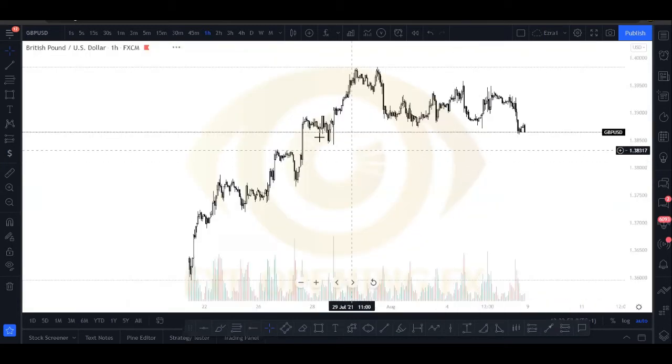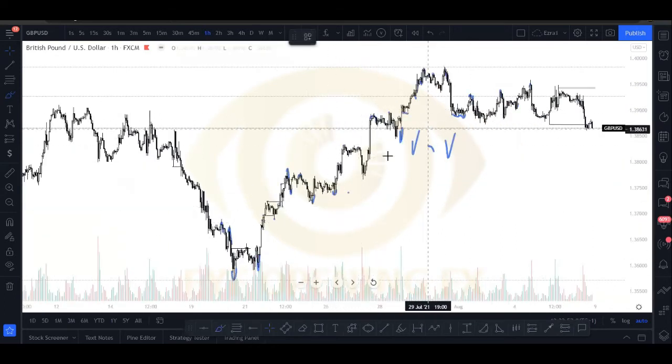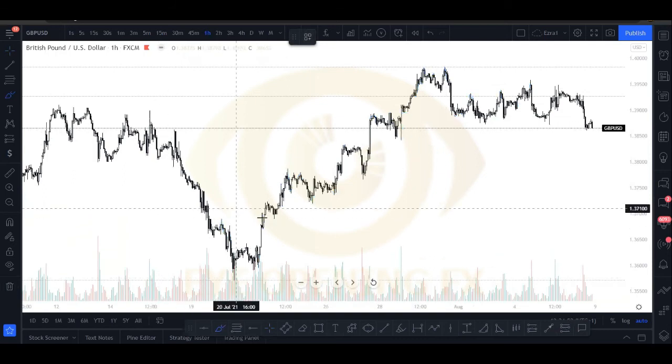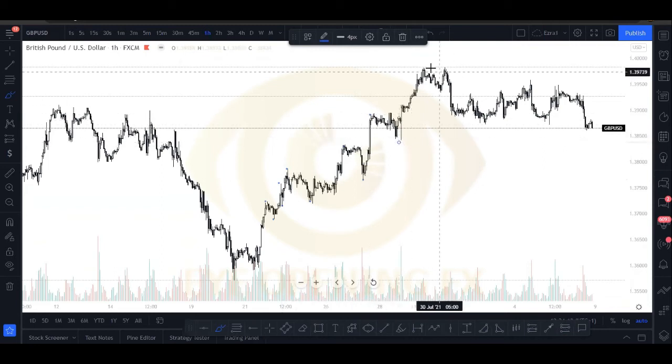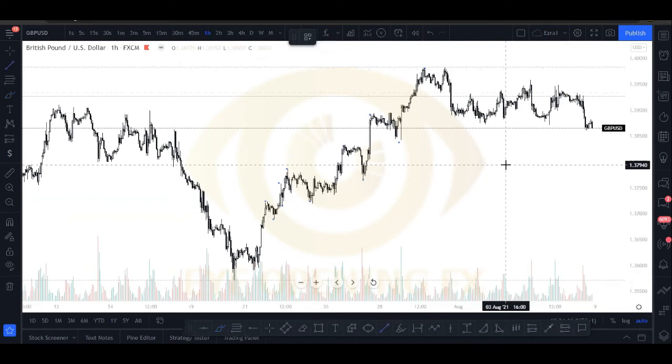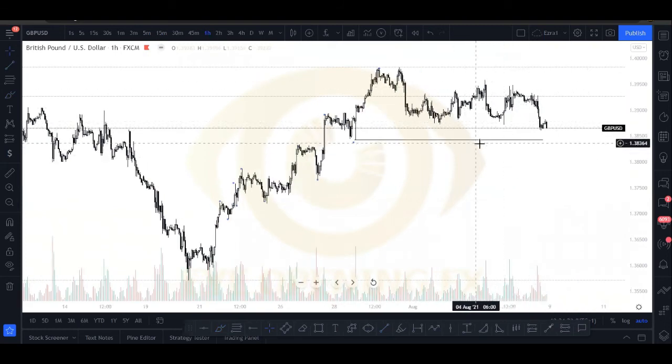On GU, the same pattern, just like what we marked: higher high, higher low, higher high, higher low, higher high, higher low, higher high, higher low, higher high. So this is the range we are trading on. Based on the movement on DSY, we're expecting it now to take out this low. But we are not yet confident of this sell.